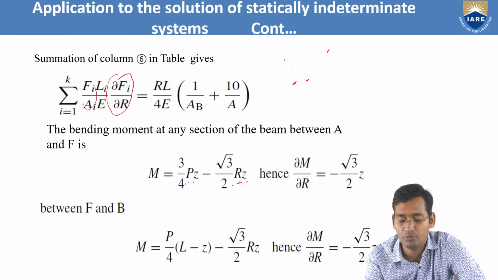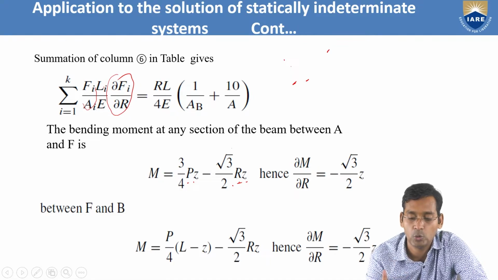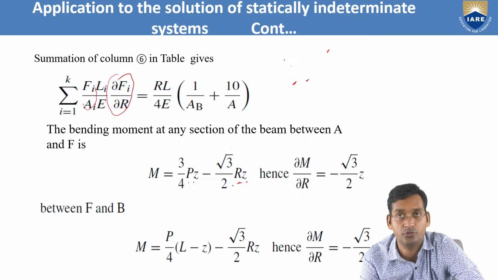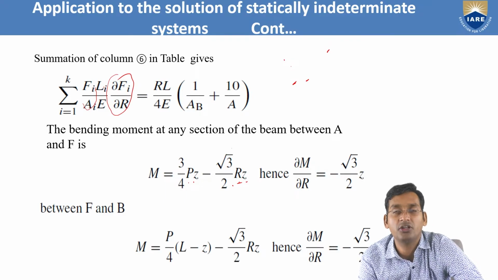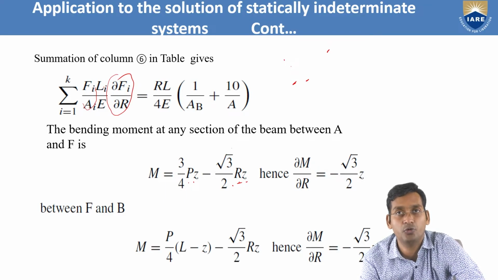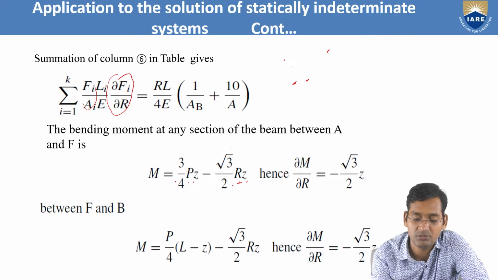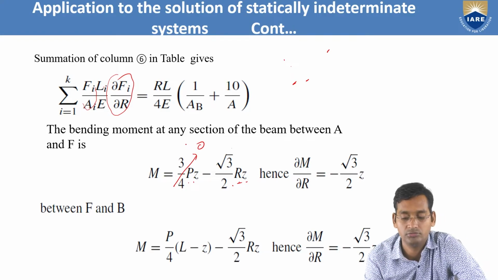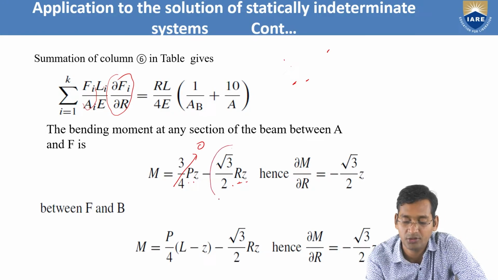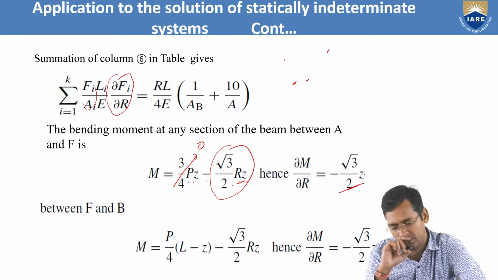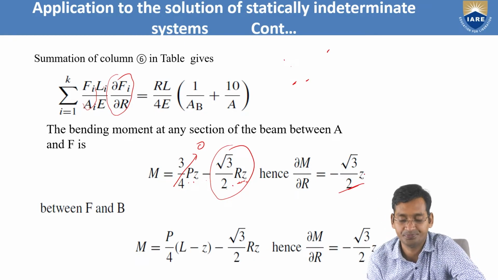Once we have the moment equation, next step is what? We have to find dou M by dou R. Remember R, because here R is the frictional force. Earlier also I told you, don't get confused and differentiate with P, because P is not the frictional force here. P is the actual force acting, that is given in the question. So after differentiating, this term will be what? This is constant, so 0. After differentiating this with respect to R, we get minus root 3 by 2 into Z.